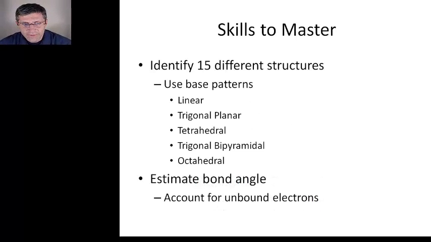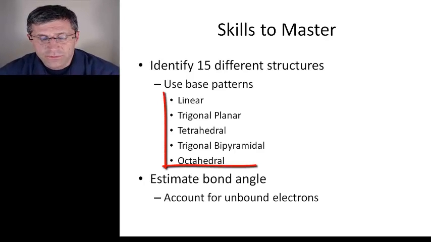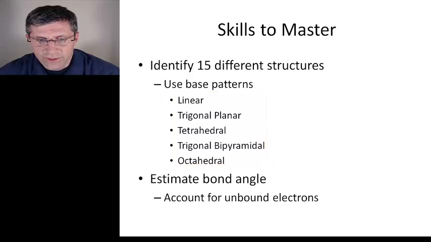Okay, so you have 15 different structures to identify. My recommendation is to use the base patterns. So think about how many electron clouds there are, figure out the electron geometry first, and then work your way to what the molecular geometry might be from that. So there are 5 base patterns: linear, trigonal planar, tetrahedral, which you've seen before, and 2 new ones, trigonal bipyramidal and octahedral. Tetrahedral, of course, has 4 electron clouds, trigonal bipyramidal has 5, and octahedral has 6. And lastly, when you estimate the bond angle, account for the unbound electrons.